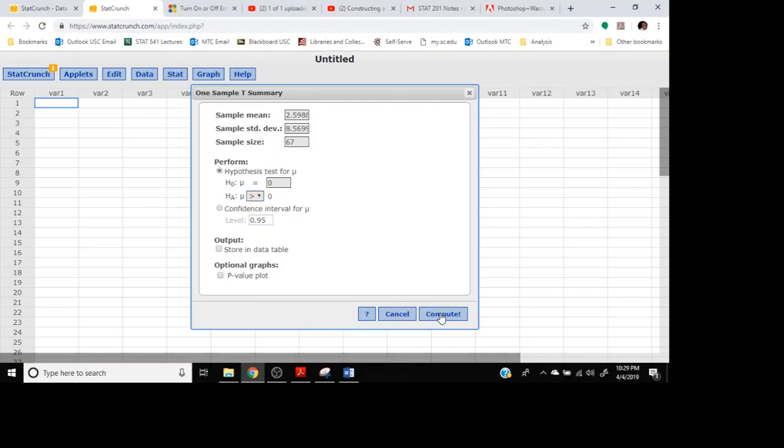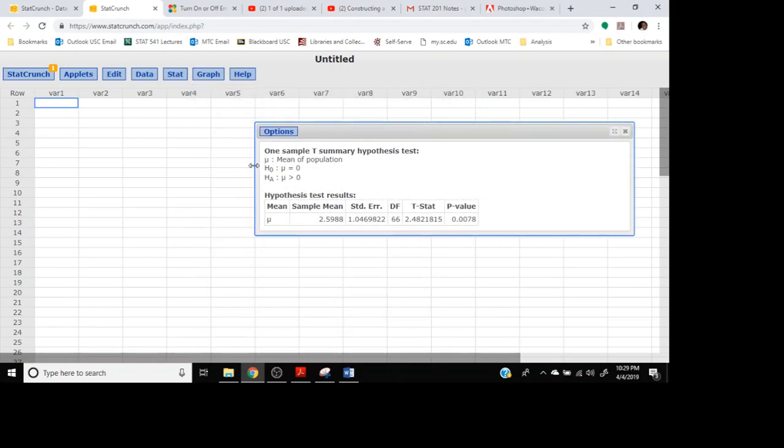All right, I'm going to go to compute, and it's going to give me results of that test. It's going to give me my sample mean, my standard error again, my degrees of freedom, my test statistic, which is that 2.4822. We round it to the 4 decimal places. And it also gives us that p-value of 0.0078. And so that's how you can use StatCrunch to check your work.